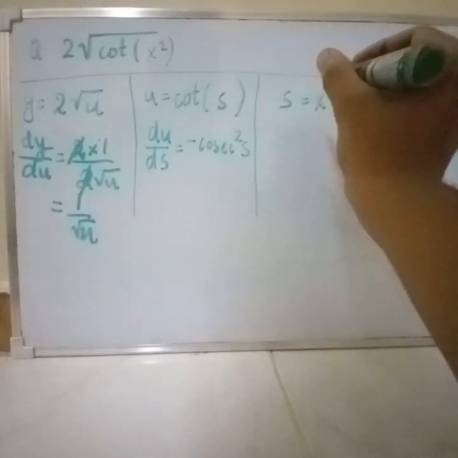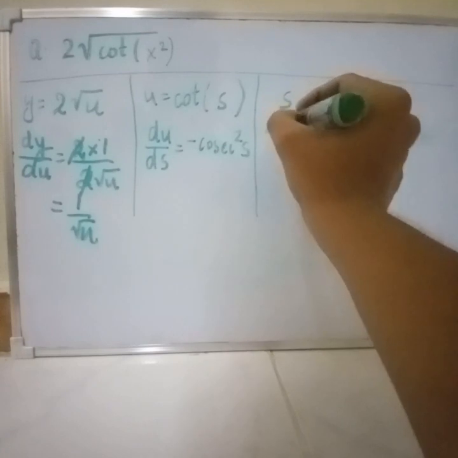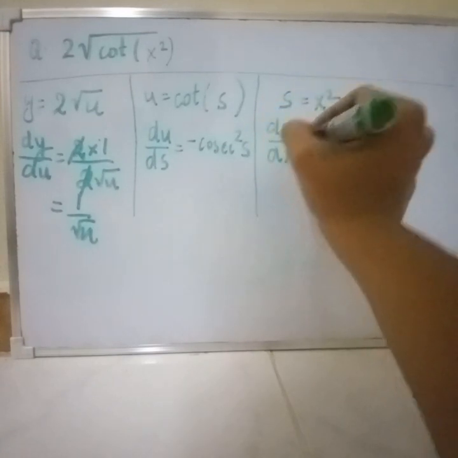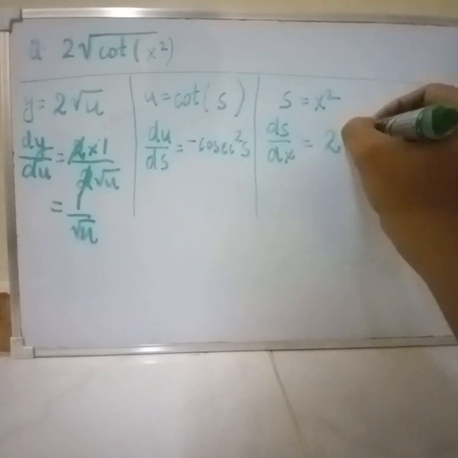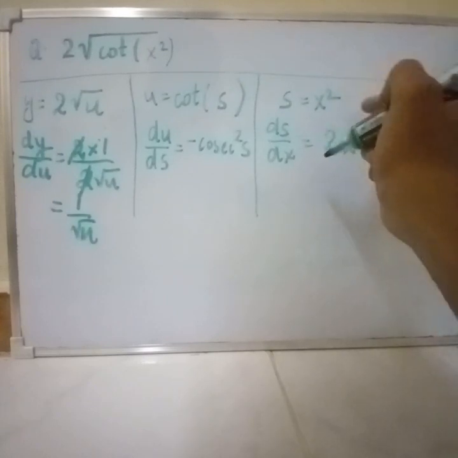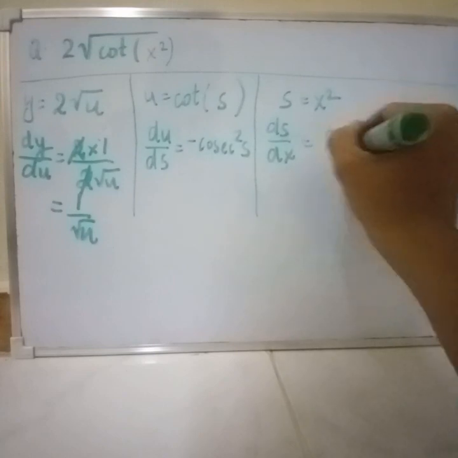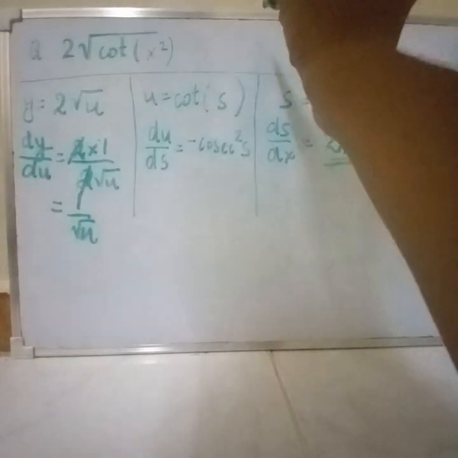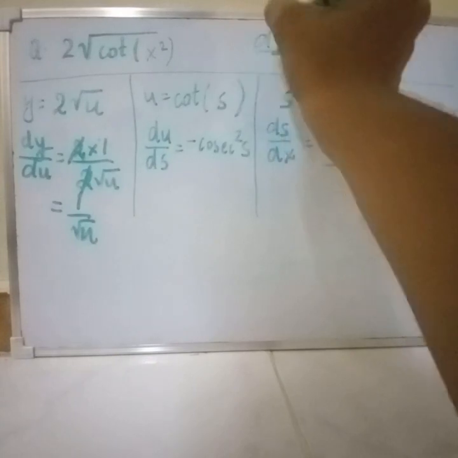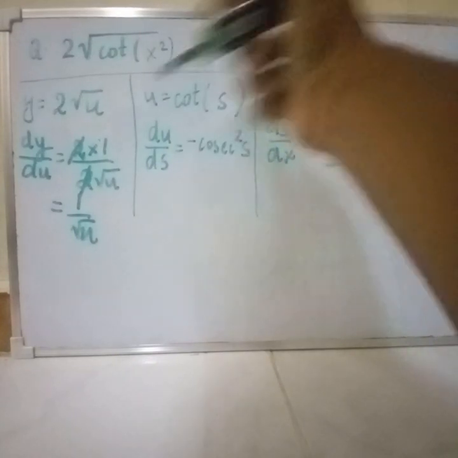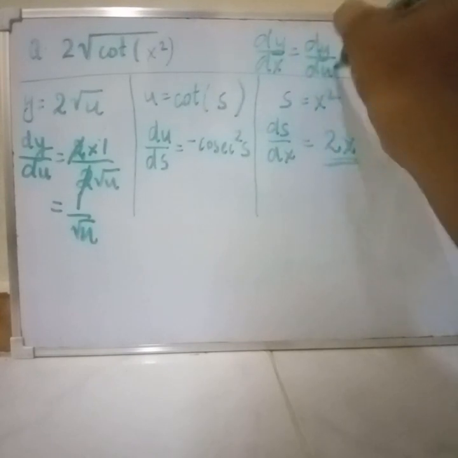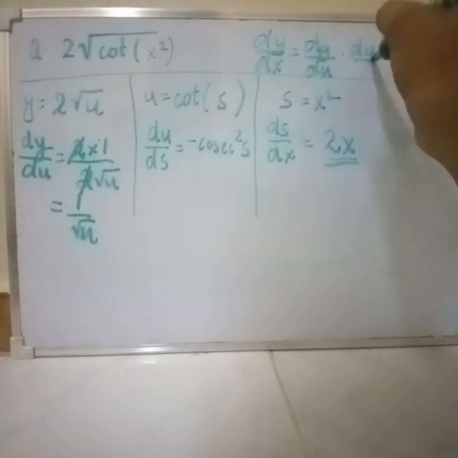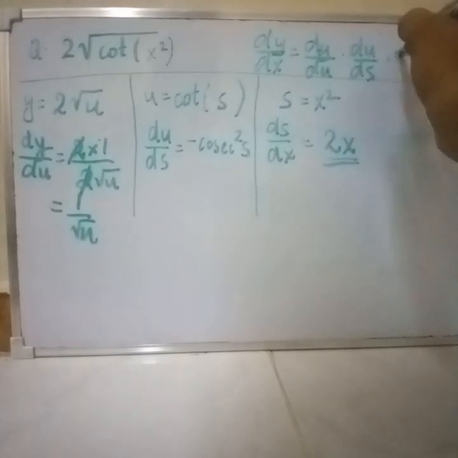Finally we have s here, and we'll be taking the derivative with respect to x. What is the derivative of x squared? It will be the power multiplied with the variable raised to 2 minus 1, so it will be 2x itself. Now we can apply this formula: dy by dx is equal to the first one, dy by du, multiplied with du by ds and multiplied with ds by dx.